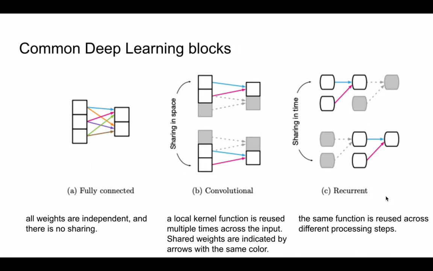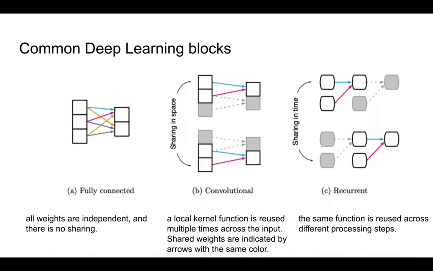In the recurrent network case, the same function is also reused across different processing steps. The blue weight of the previous time step is the same weight as in the next time step calculations. The same weight, the pink, is used in each of the time step evolutions.